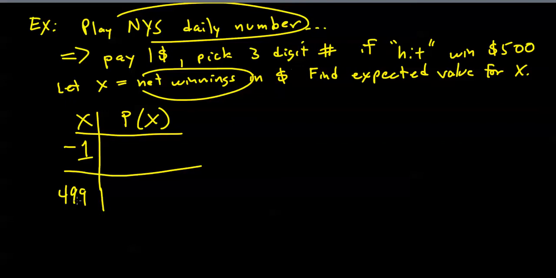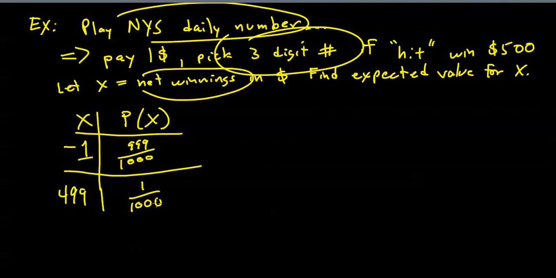So two possible outcomes with x taking on these two possible corresponding values, and they both occur with different probability. If I lose this game, well, I claim there's 1,000 3-digit numbers, right? From 000 to 999, and all but one of them is a loser. So I claim you lose $1 with probability 999 divided by 1,000. Similarly, only 1 out of 1,000 possible 3-digit numbers wins, so that means the probability of winning this game is 1 over 1,000.